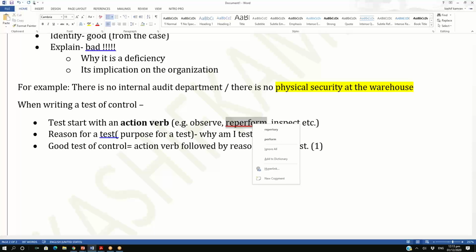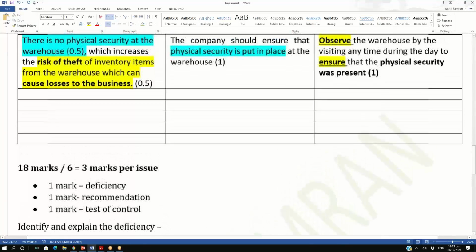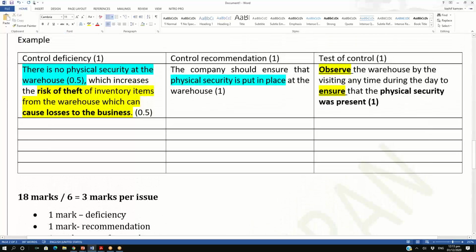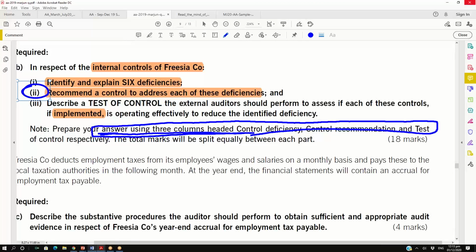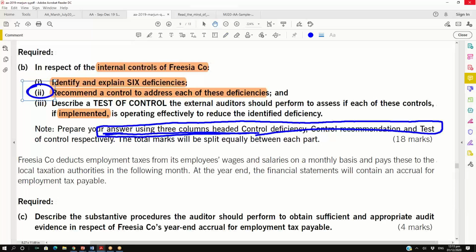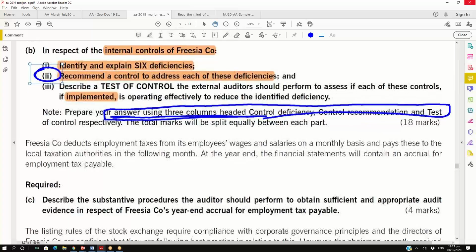So you need to be very particular about your test of control, right? So this is how you're taking up your marks in this case. So read the requirement carefully, break the requirement carefully, follow the instruction. The examiner was saying you have to do this in 3 columns, and the examiner was giving you the headings of the column. And that's how you go down. Now, just a few more examples in this situation.